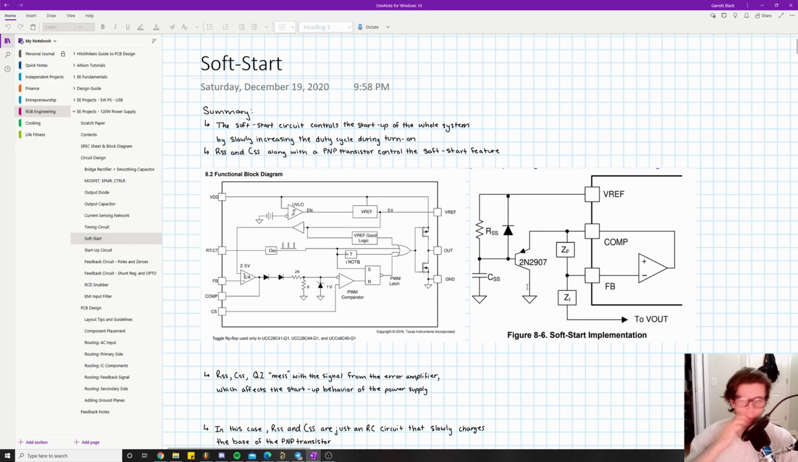So if you must know, PNP transistors by default start out conducting, i.e. if there's no voltage applied or no current being supplied to the base pin, because it's a transistor, not a MOSFET. So if there's no current being supplied to this base pin, then it's conducting. And then if you apply a current, that's when it stops conducting.